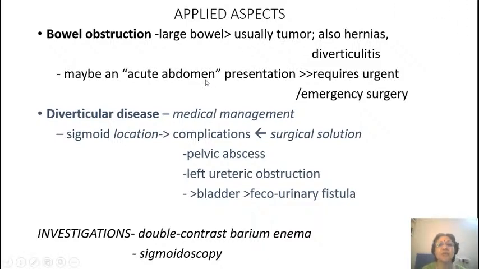If it is an acute abdomen presentation, with acute pain, a very distressed patient who is collapsing, and because there are reactions when the gut shuts down, there will be a lot of fluid secretion pouring into the peritoneal cavity. Lots of things will happen. This acute abdomen presentation sometimes requires urgent or emergency surgery. So coming back to diverticular disease, particularly in the sigmoid location, a surgical resolution is definitely sought if there are going to be complications of this, which include a pelvic abscess.